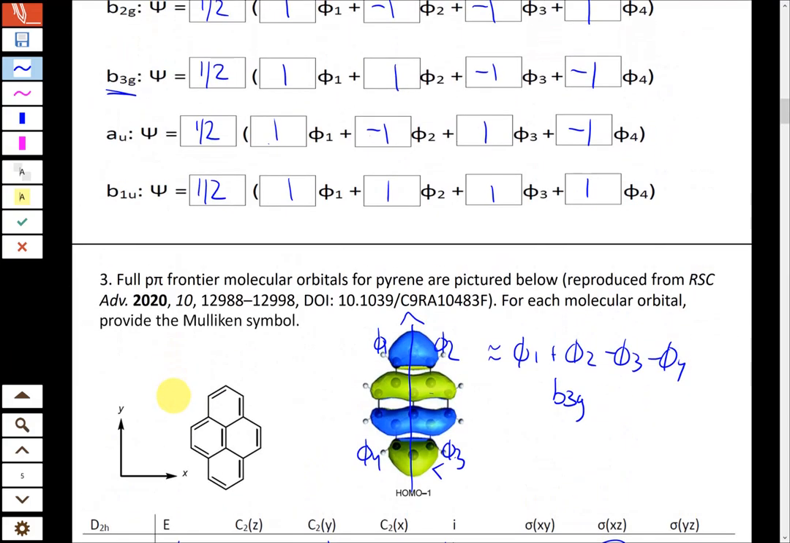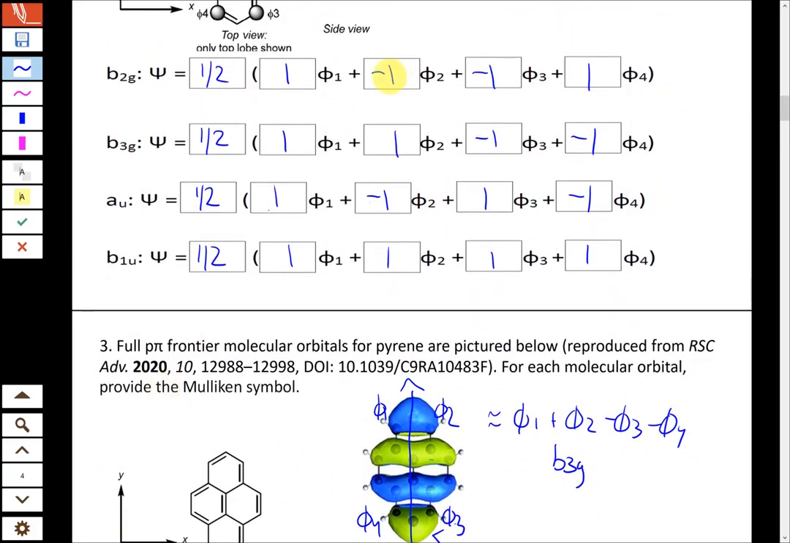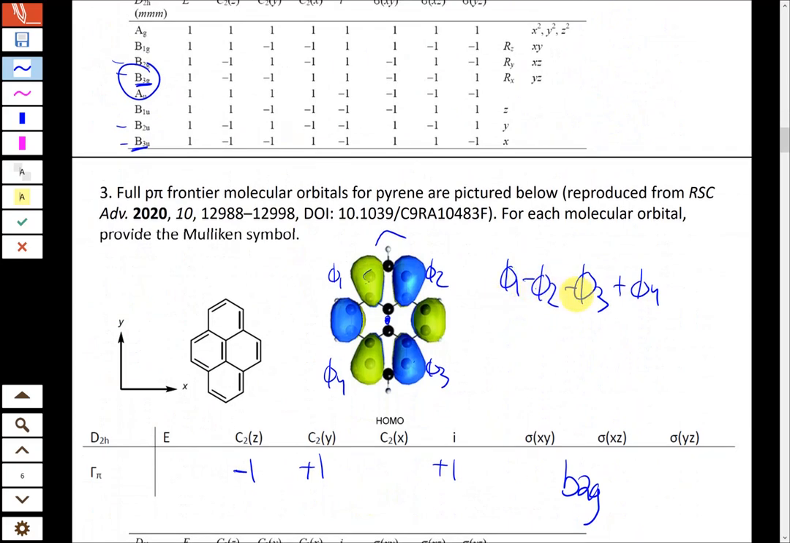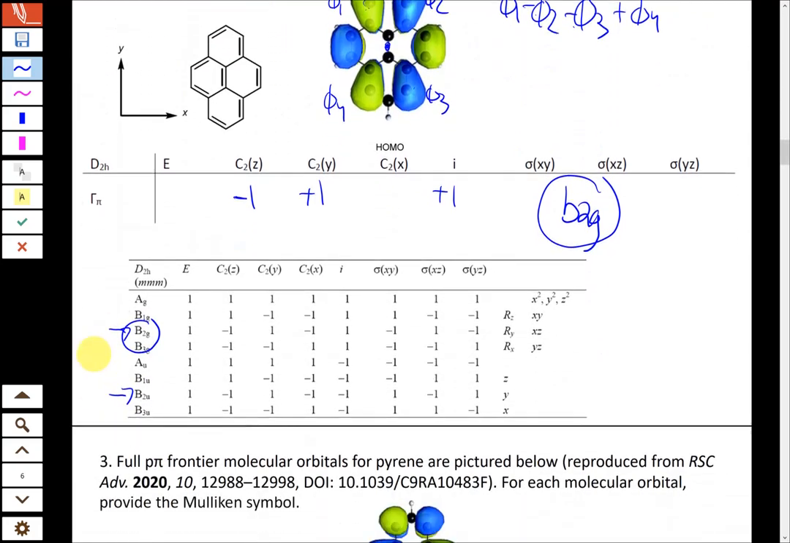So the negative ones are on the middle two, so that should be B2G again. We did get the same answer both times there. So the equation 1 minus 1 minus 1 plus 1 matches the picture of this orbital, or from the characters we get B2G. So there are two ways to do that one, as I said, and you can get there either way.